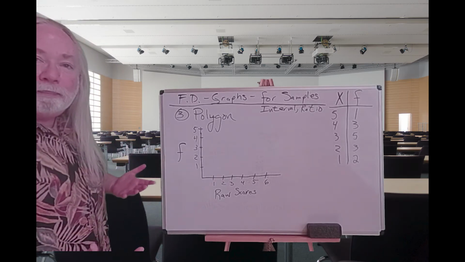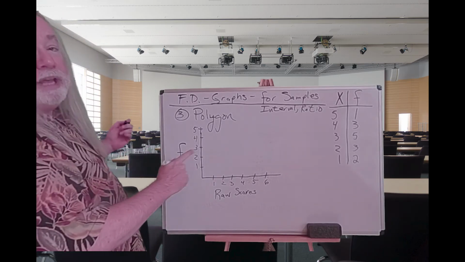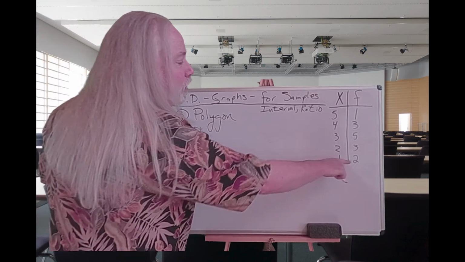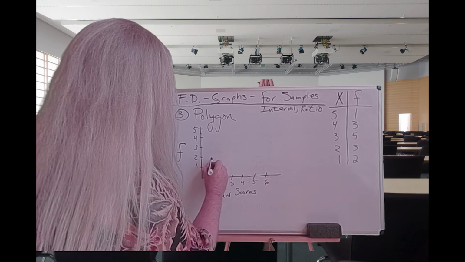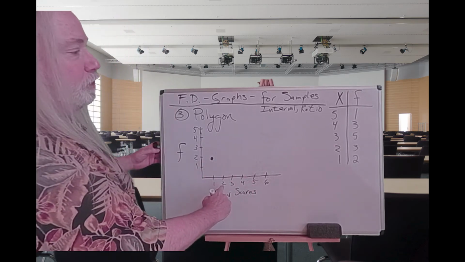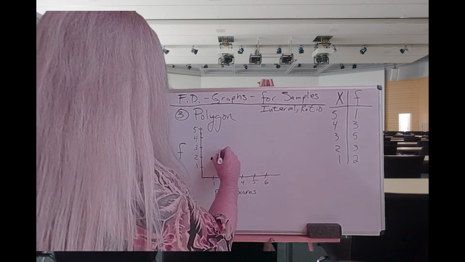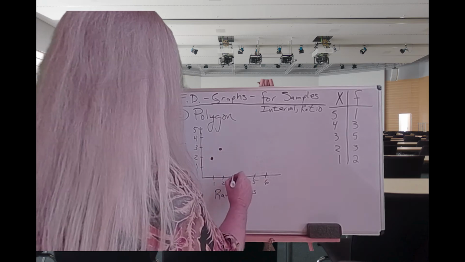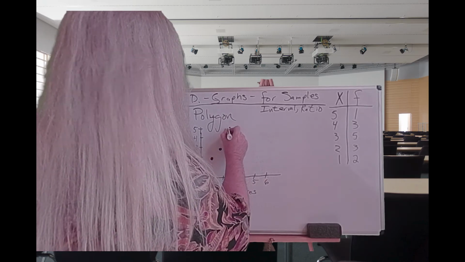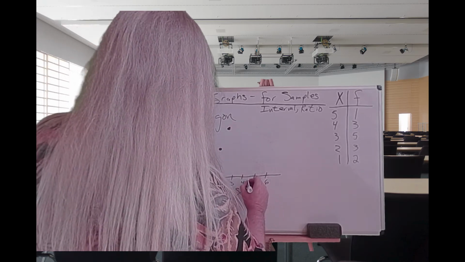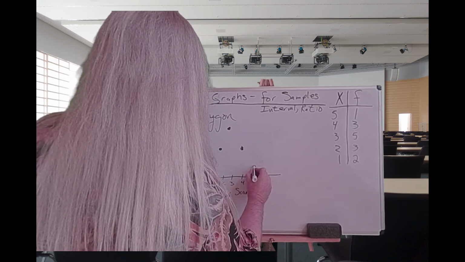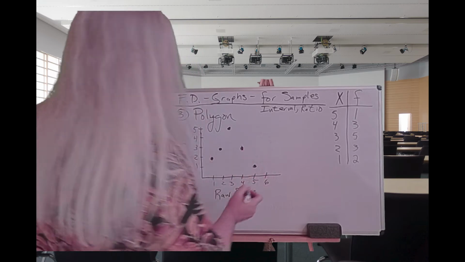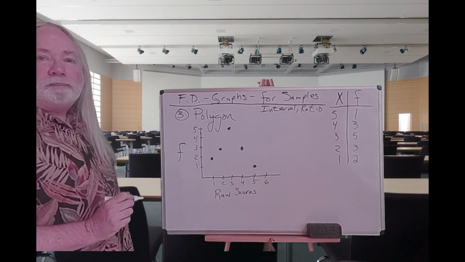So now we plot our data. So same as always, raw score of 1, I go to raw score of 1, there's 2 of them, so over to 1, up to 2, and I put a dot there. Raw score of 2, there are 3 of those, over to 2, up to 3. 5 3s, 3 4s, 1 5. So now all the dots are on there.